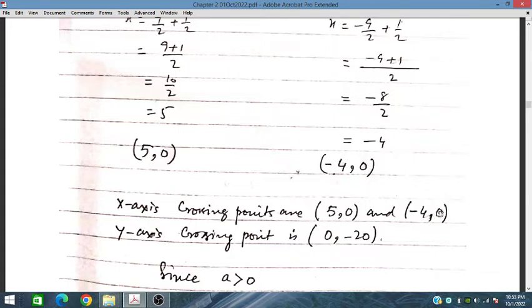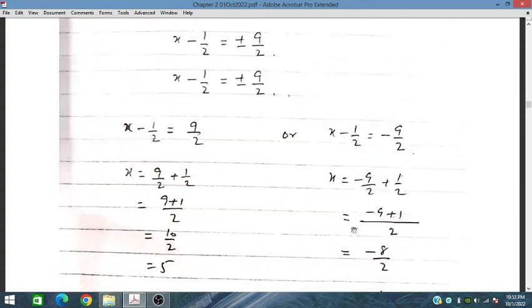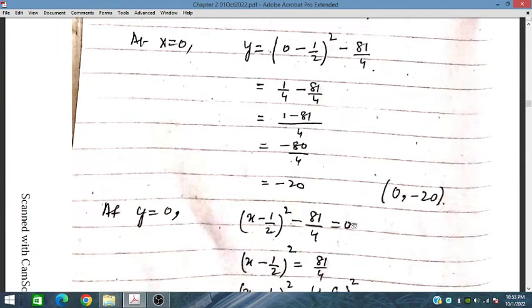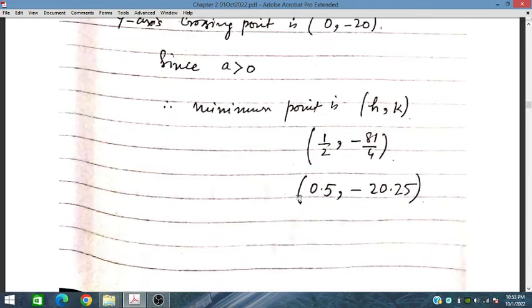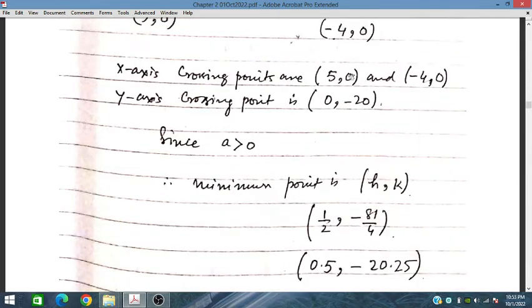Zero means the x-axis is crossing. At the x-axis, y is always 0. The y-axis crossing point is (0, −20) as discussed earlier: at x = 0, y is −20. So this is the y crossing point, and this is the x crossing point. X crossing point means y is 0, y crossing point means x is 0.